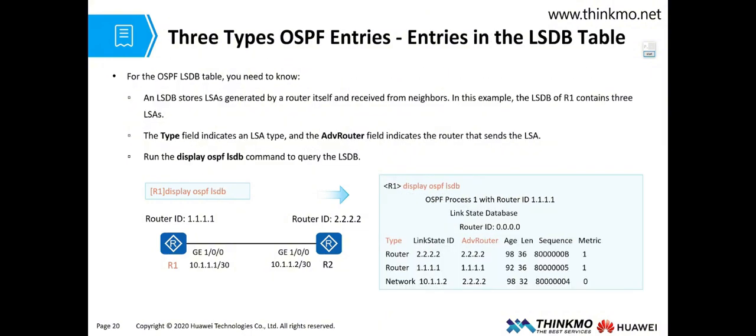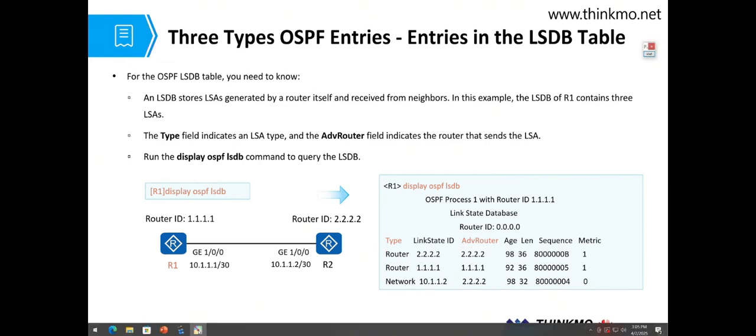We can use display ospf peer to check the status information. In addition to this, we also have our LSDB, which is the link state database. It stores the router's own LSAs as well as the LSAs received from neighbors. For example, in this context, our R1 has 3 LSAs. Here, the type describes the type of our LSA, and the advertiser indicates who sent this LSA. We can view this link state database using the command display ospf lsdb.